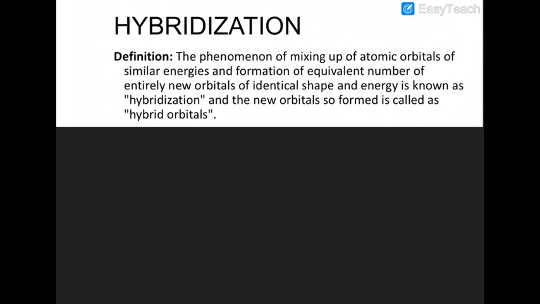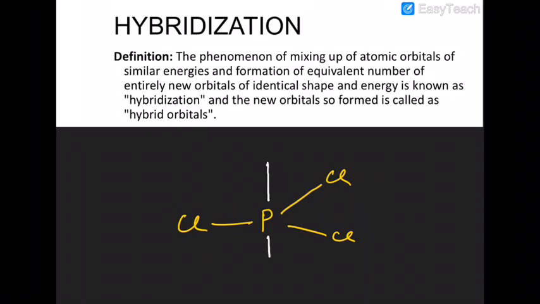Now, first of all, we have to look at how bond angles are generated in case of PCl5. In PCl5, these three bonds are in the same plane, and there are two bonds, one above the plane and the second below the plane. Here you can easily see that two types of bond angles are generated.